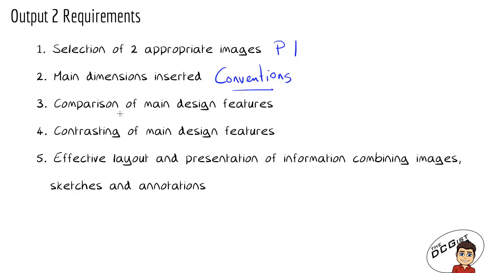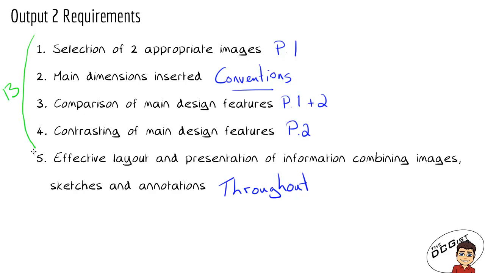Because to get the full marks for there, we'll have to have used the proper conventions. The third one then is the comparison of the main design features, which we'll look at in page 1 and page 2. Fourth one is contrasting the main design features, which will be predominantly in page 2. And finally, we have the effective layout and presentation of the information, combining images, sketches and annotations. So that'll be throughout, making sure that we keep our layout consistent and that it's easy to follow from the beginning to the end. Now, in terms of the marks for them, the first 4 is where the 13 marks are going, and the last one then is the 2 marks for the presentation.